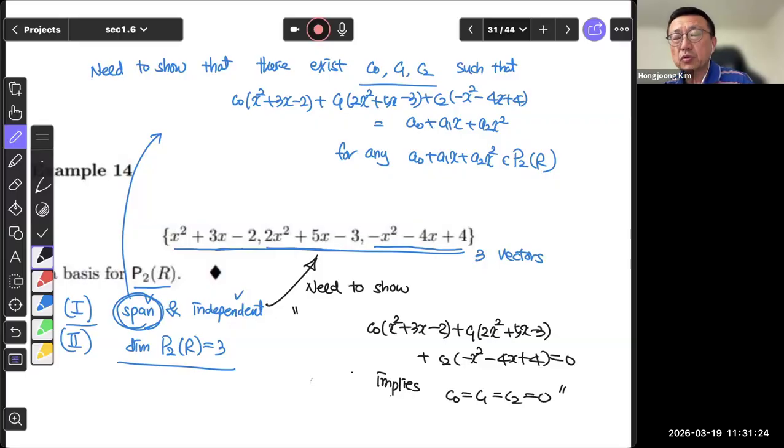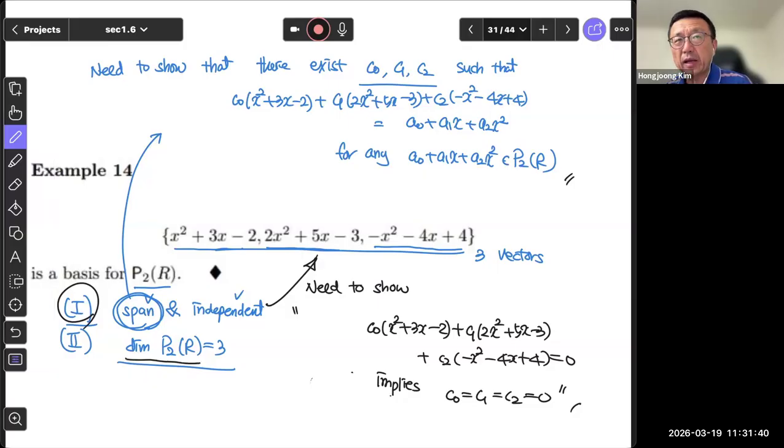Between these two, you can choose one of these, okay? Actually, the proof number one need to show both, right? But since I know that this dimension of P2 is 3 and I have only 3 vectors in this collection, I can just choose one of these two. That will be sufficient, right?